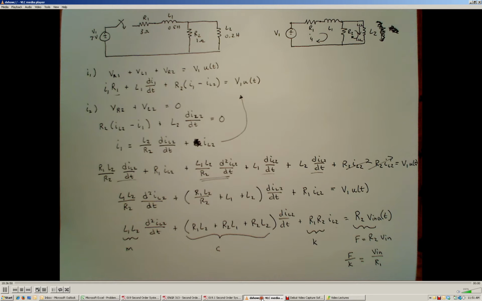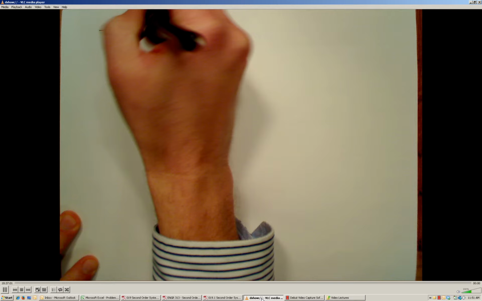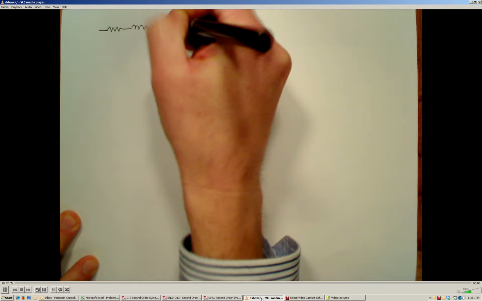Okay, so to establish the initial conditions, we're going to take a look at what the circuit looks like before the switch closes and after the switch closes. So before the switch changes position, we have a situation that looks like this.